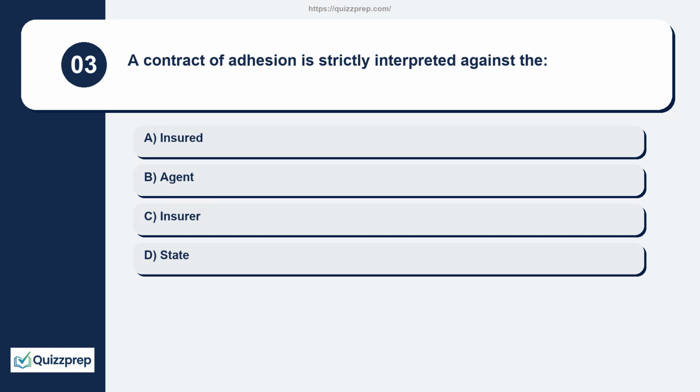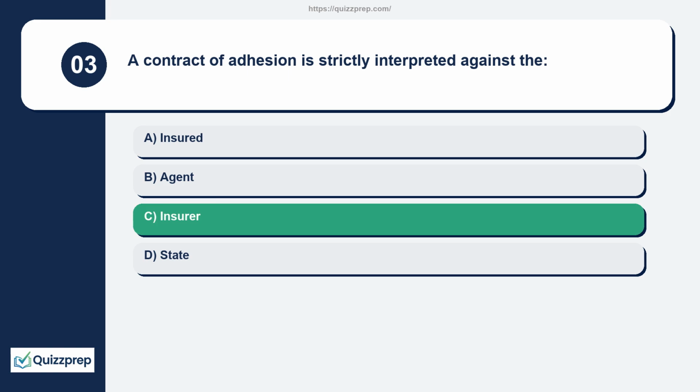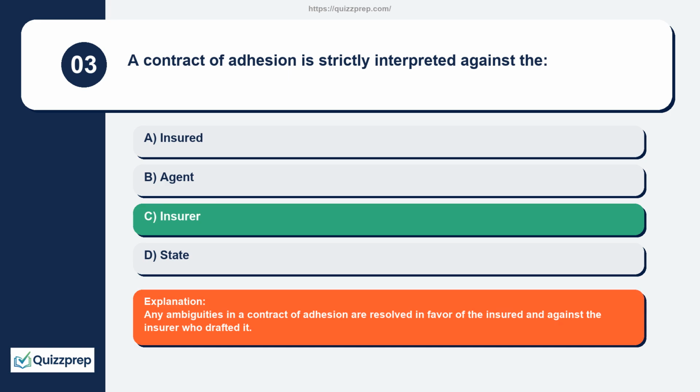Question 3. A contract of adhesion is strictly interpreted against the insured, agent, insurer, state. Any ambiguities in a contract of adhesion are resolved in favor of the insured and against the insurer who drafted it.